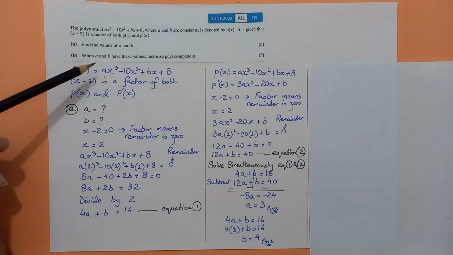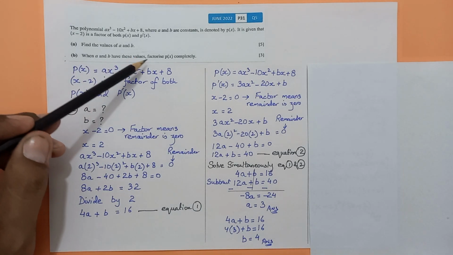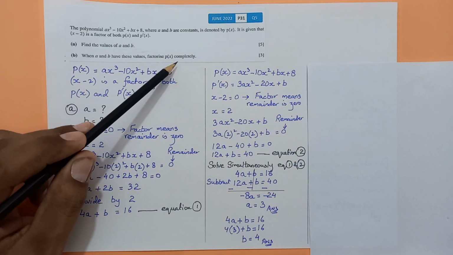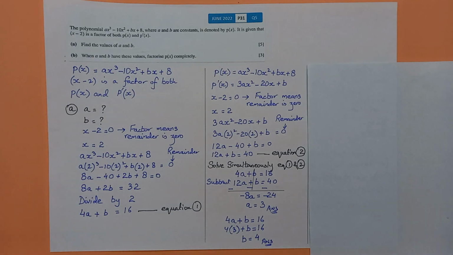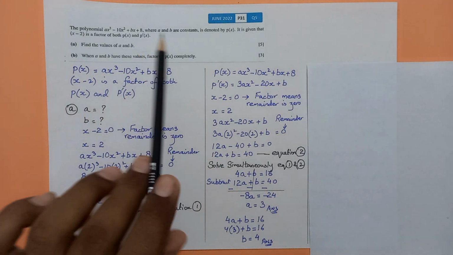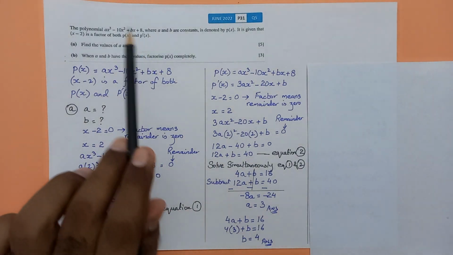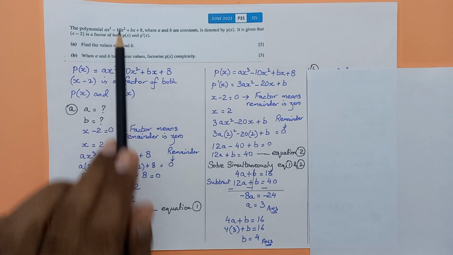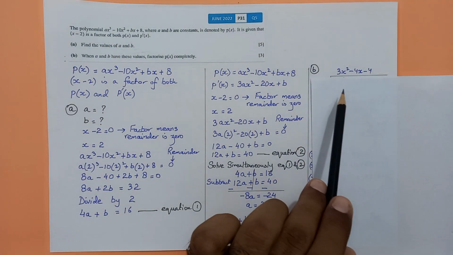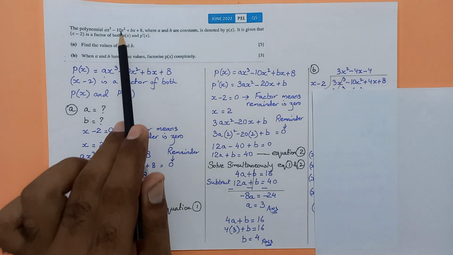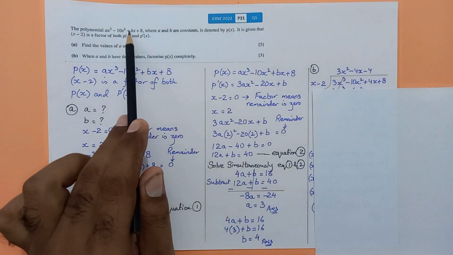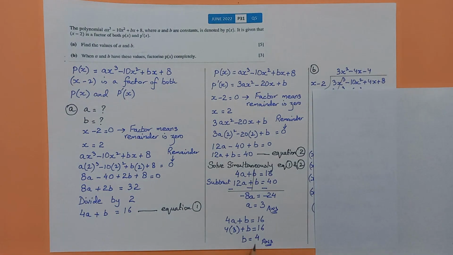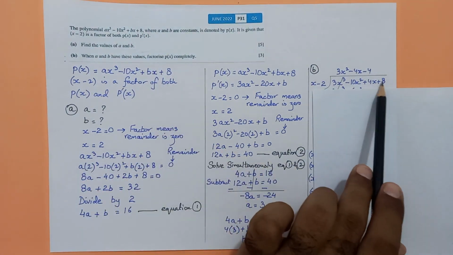In the b part it says that when a and b have these values, factorize P(x) completely. P(x) means the polynomial. So just place the values of a and b in the given polynomial, which is ax cube. Instead of a, write 3, so write 3x cube and then minus 10x square, and plus bx. Instead of b I am writing 4x because the value of b is 4, plus 8.